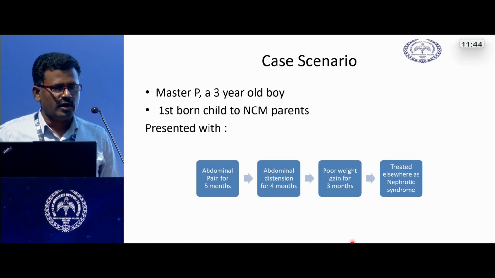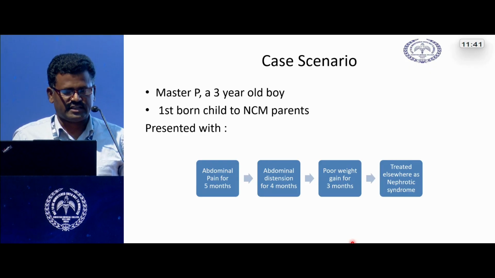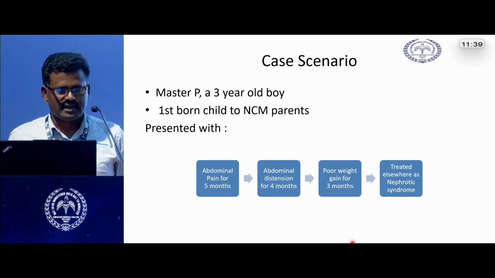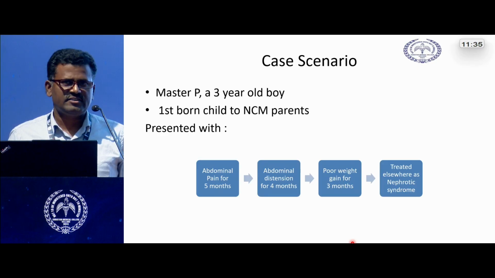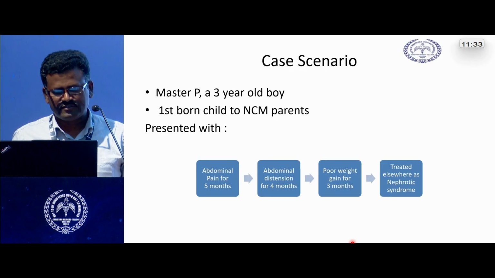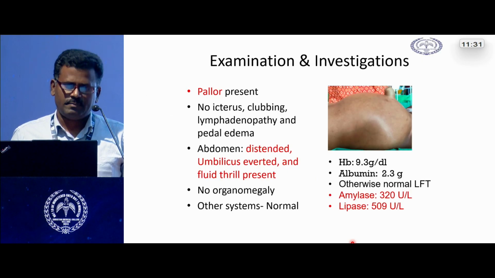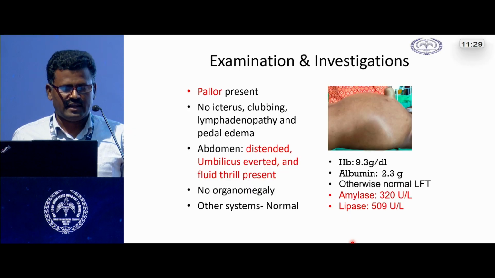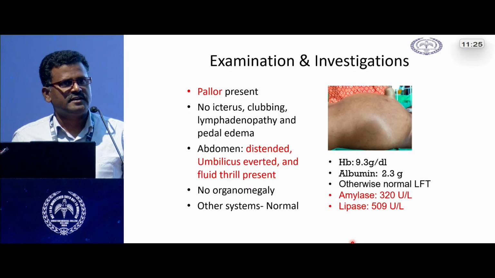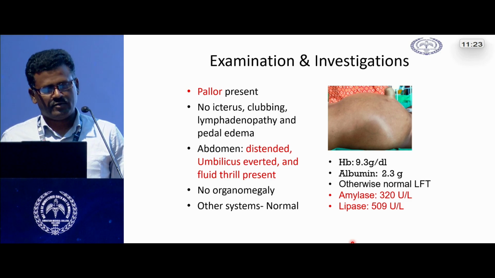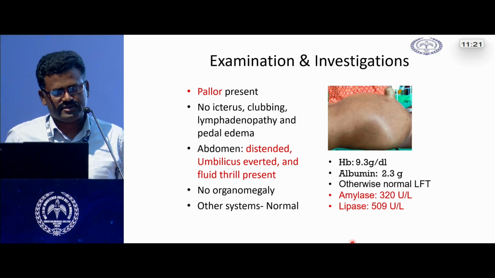It's a 3-year-old boy who came to us with complaints of abdominal pain for 5 months, abdominal distension for 4 months, and poor weight gain for 3 months. And he has been treated as nephrotic syndrome elsewhere. So what we have noted is he was looking pale, and there was ascites. And on initial investigation, other than anemia and hypoalbuminemia, we noticed mildly elevated amylase and lipase.